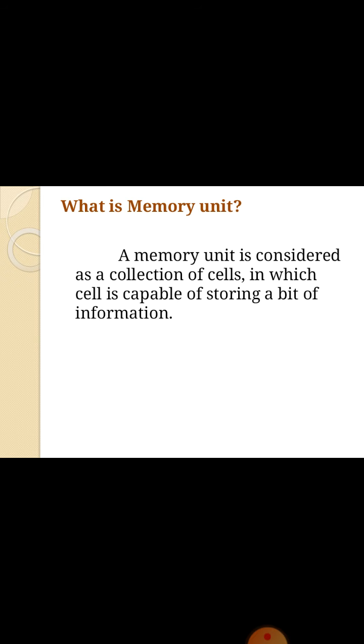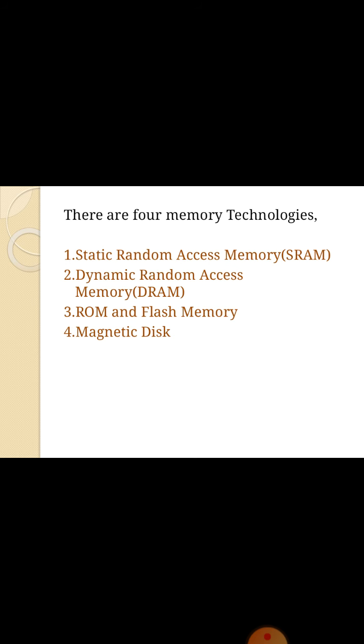What is a memory unit? It is considered as a collection of cells in which each cell is capable of storing a bit of information. There are 4 memory technologies. First one, static random access memory. Second one, dynamic random access memory. Third one, ROM and flash memory. Fourth one, magnetic disk.